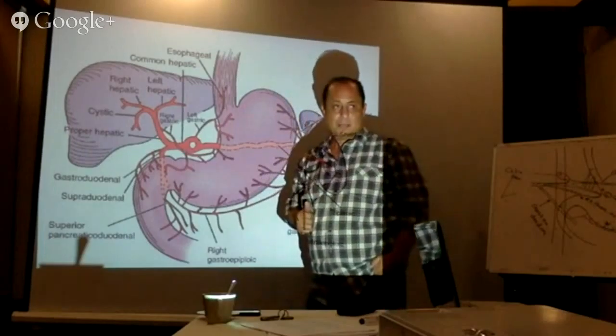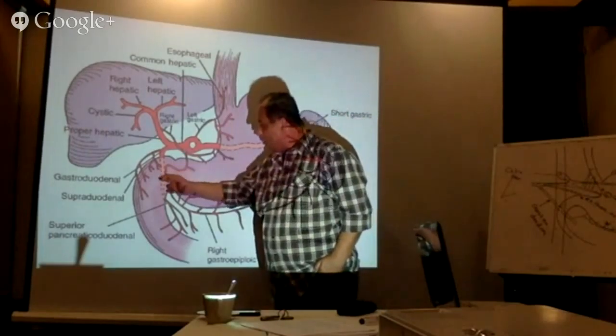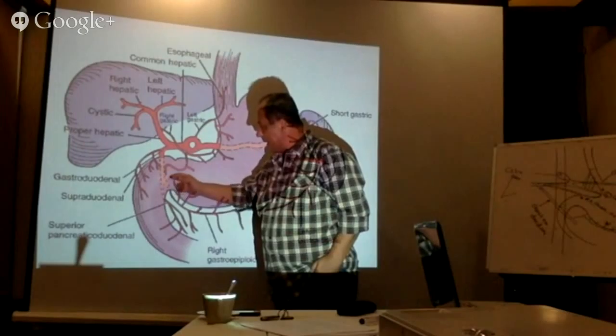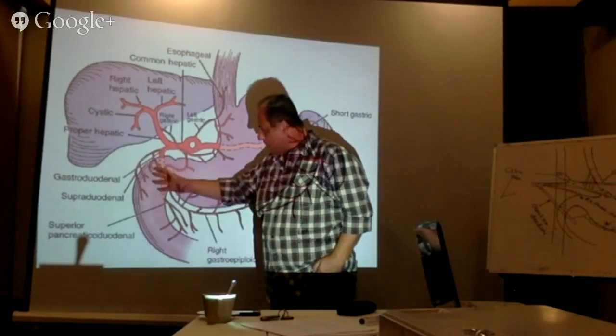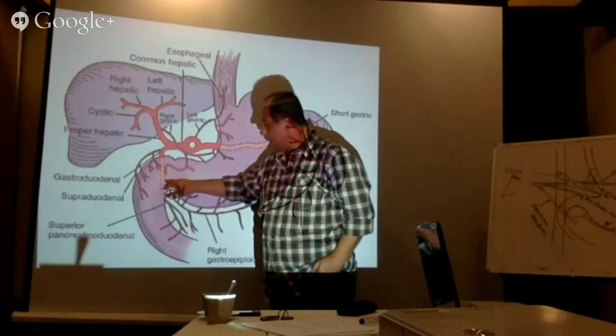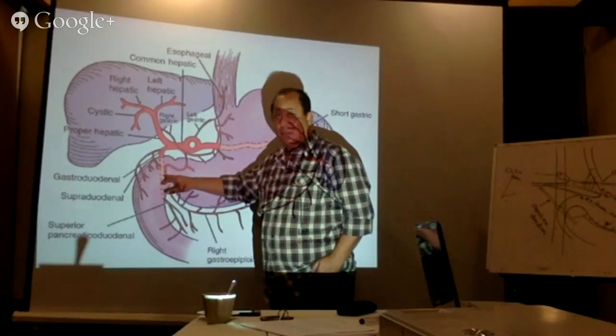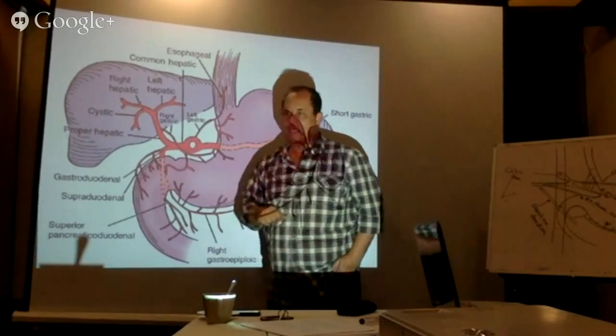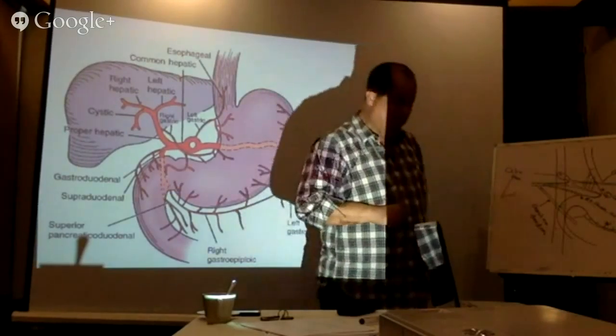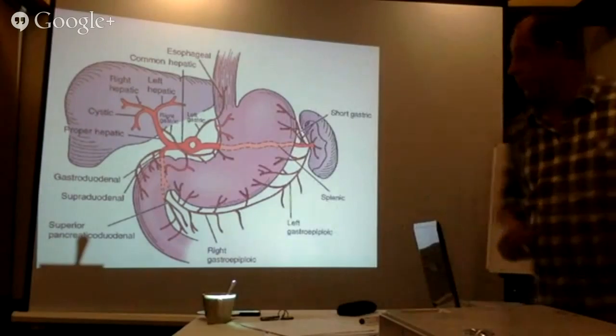Very common question. Mira, si tú tienes un paciente con una úlcera duodenal, y esa úlcera duodenal está por detrás en el duodeno, pero en la cara posterior, y el paciente está sangrando, entonces the bleeding comes from the gastroduodenal artery. Gastroduodenal artery.